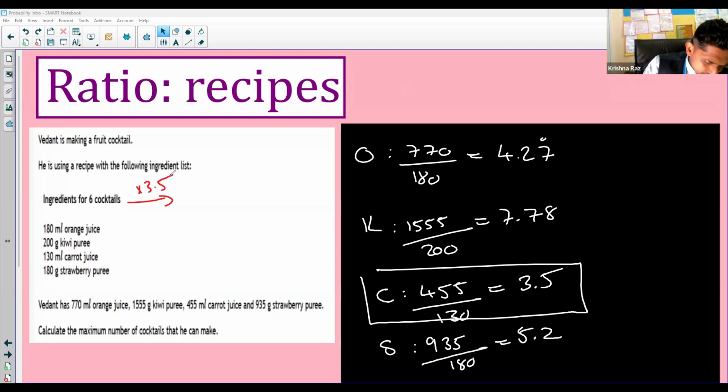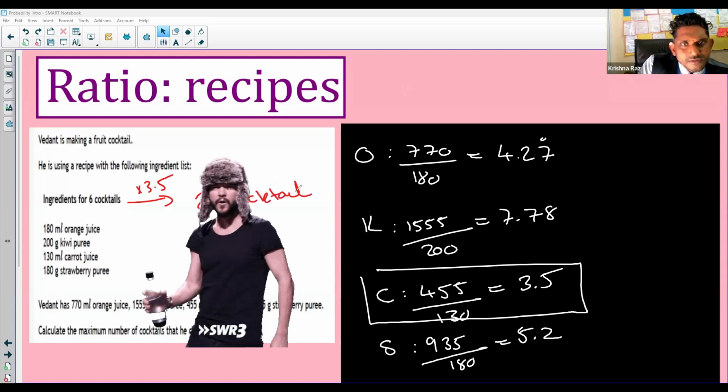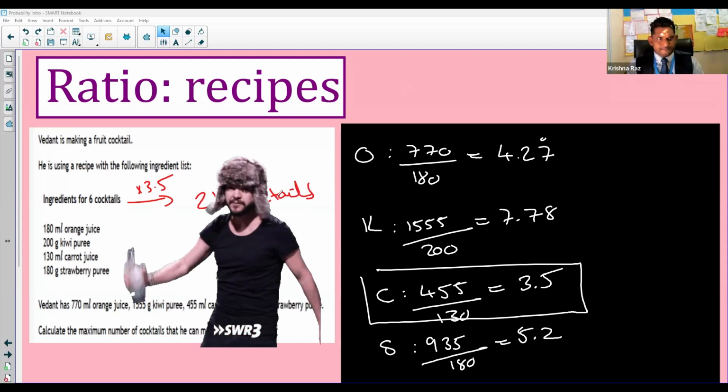of that. 6 times 3.5 is 21. So we can make 21 cocktails.